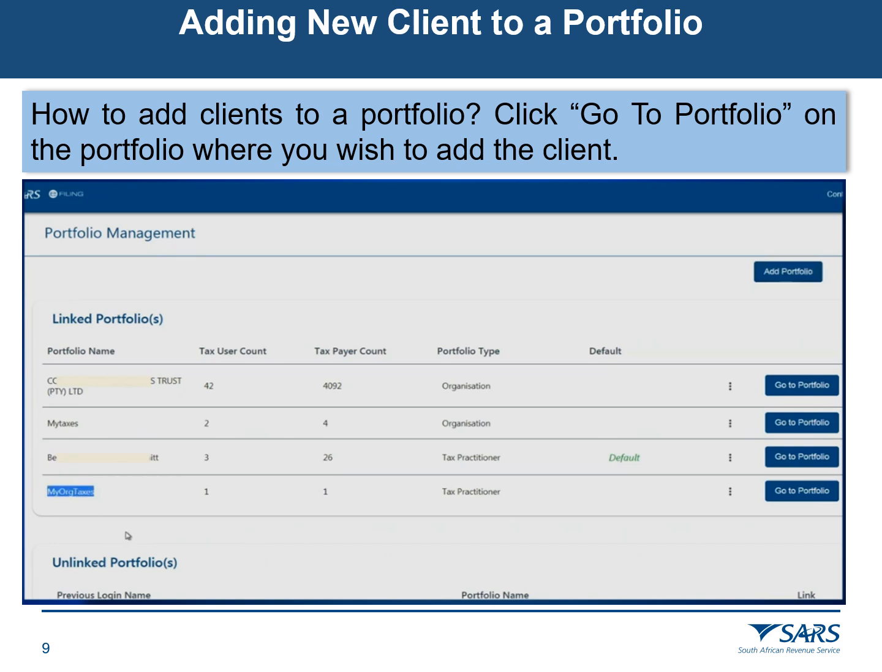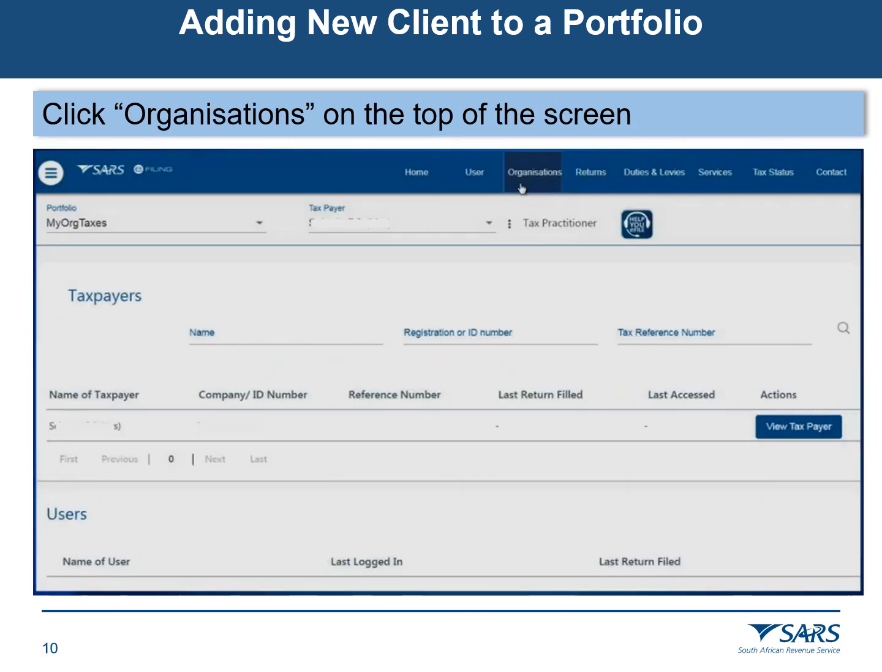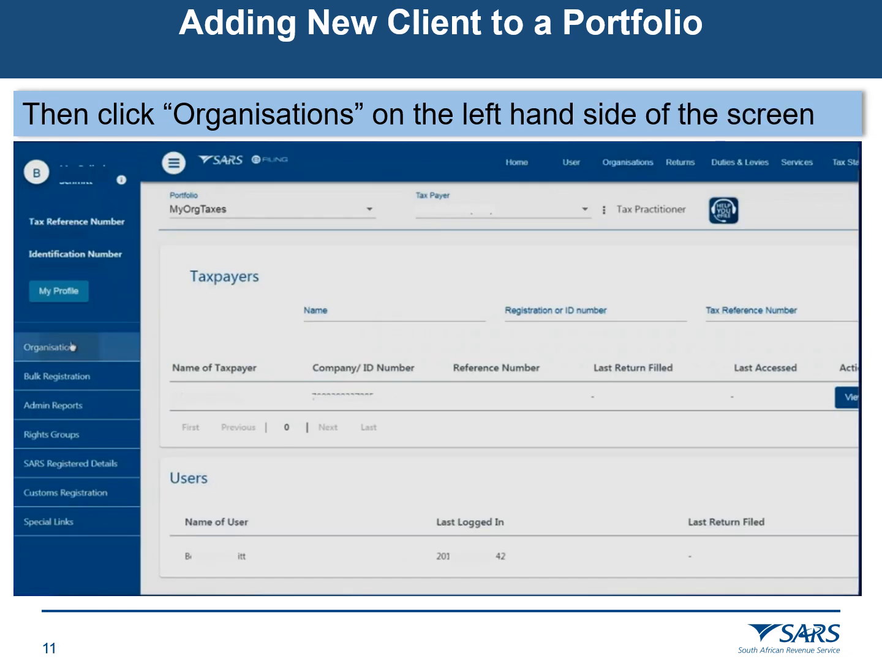In order to do so, you're going to click on Go to Portfolio. Once you click on the Go to Portfolios option, you're now going to go onto your organization screens. On the top of the screen on the menu, you're going to have Home User. You're going to click on Organizations. Once you click on Organizations, on the left hand side, you're going to have a sub menu. You're going to click on Organization as well.